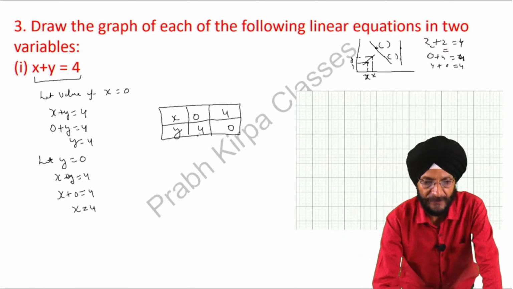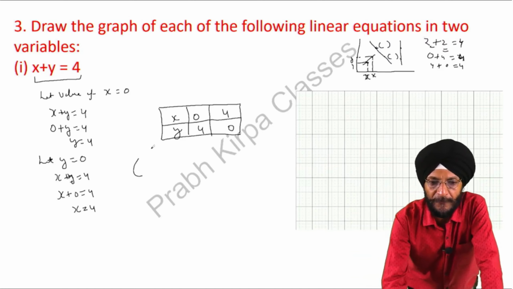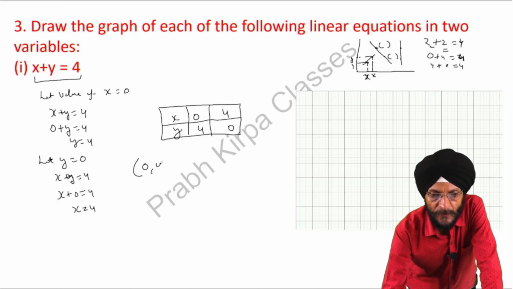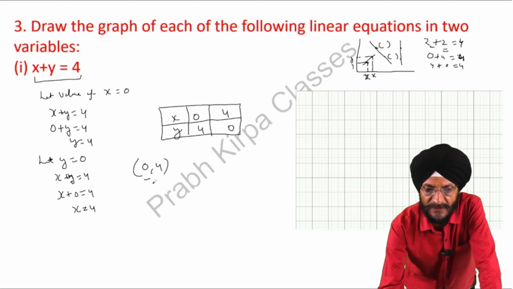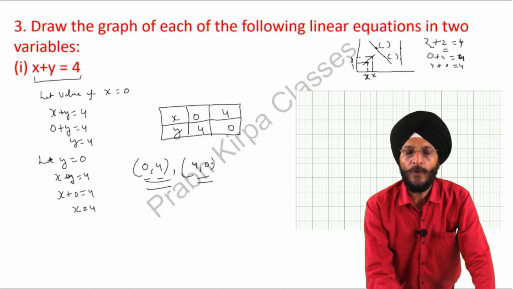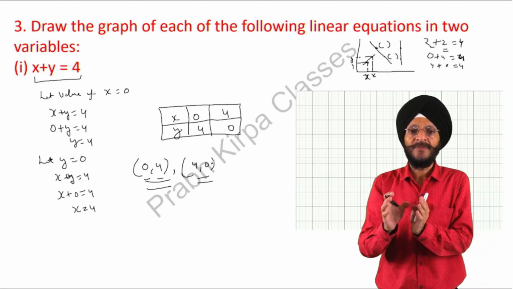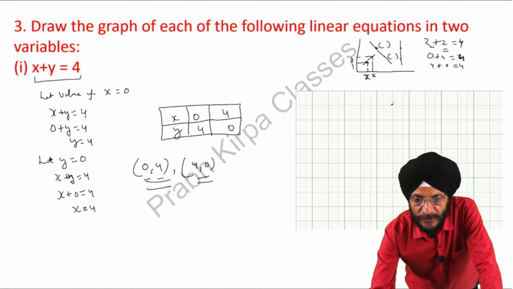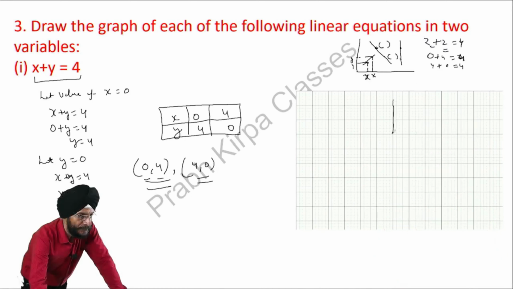Now, we will draw the graph on the basis of the values of x and y which we have arrived at. The solutions which we have found are 0, 4, that is, the value of x is written first, value of y after that. Here again, value of x will be written first, value of y after that. On the basis of these two solutions, for the values of x and y which have been found in two cases, we will be forming the graph.